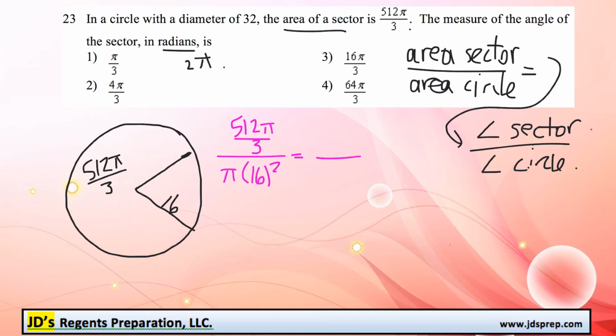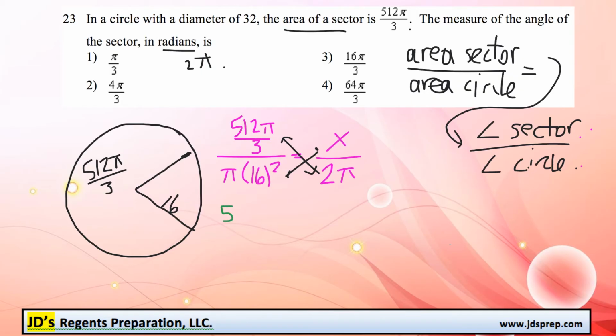Now that's what we're trying, or sorry, the angle of the sector. We don't know that, so we're going to call that x. And as mentioned before, the angle of a circle is 2 pi in radians. At this point, the easiest thing to do would be to do some cross multiplication. We're going to be multiplying these guys and these guys together.